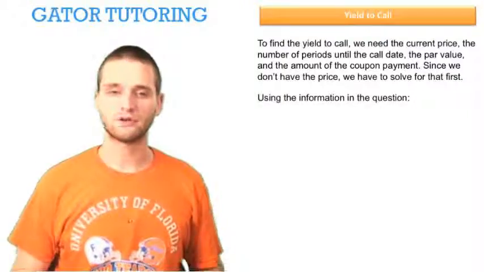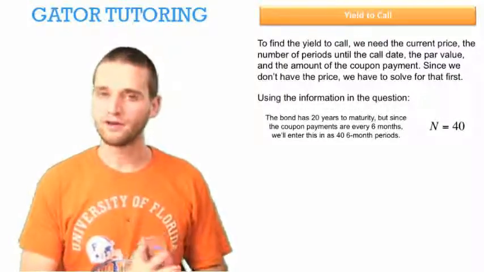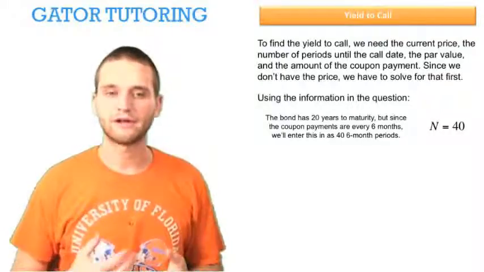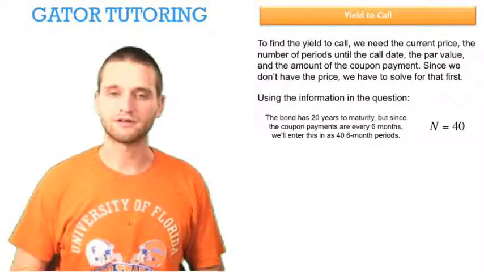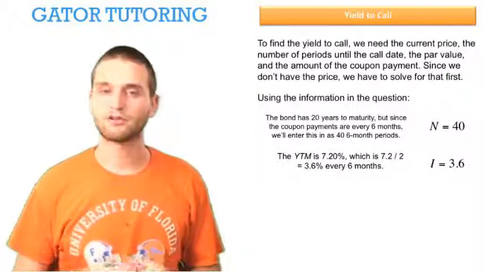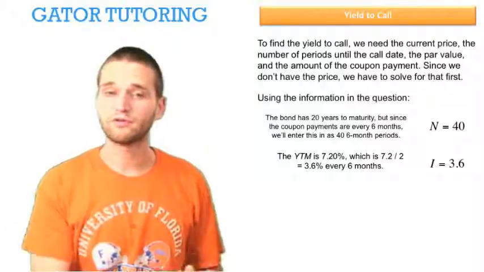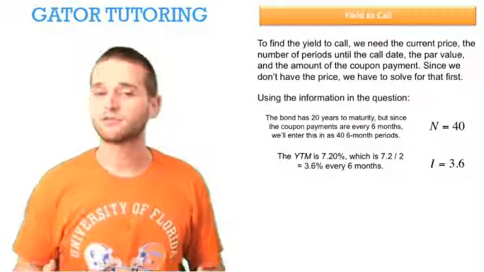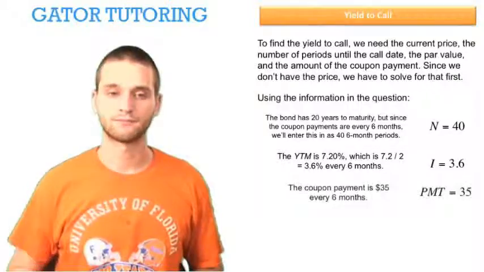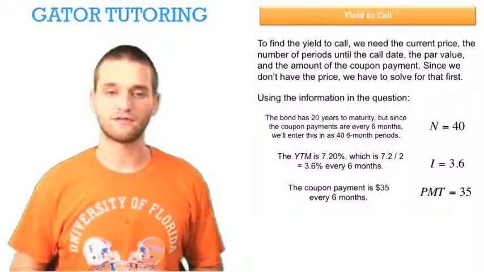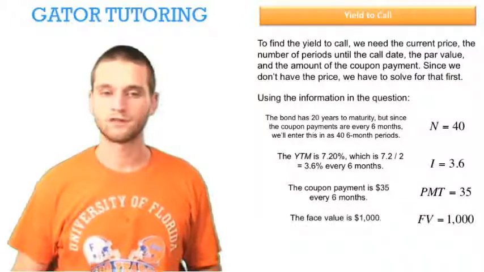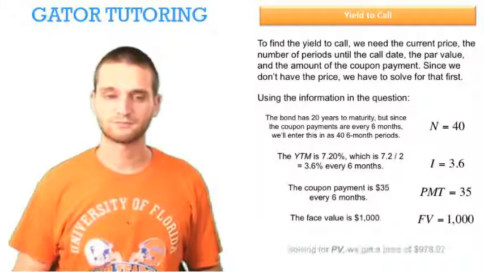Using the information in the question, the bond has 20 years to maturity, but since the coupon payments are made every 6 months, we'll enter this in as 40 6-month periods, so n equals 40. The yield to maturity is 7.2%, which is 7.2 divided by 2, or 3.6% every 6 months. So we enter in 3.6 as the interest rate. The coupon payment is $35 every 6 months, so we enter this in as the payment. The face value is $1,000.